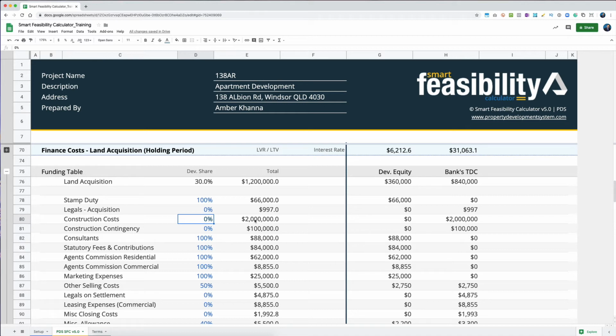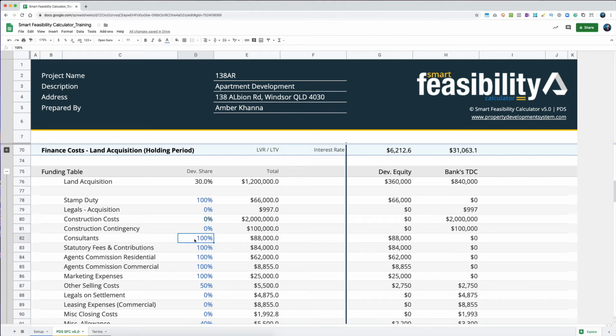But even then, they will go with a lower number. But if that number is too big, they will stick with the number that the quantity surveyor came up with. So we know that these are part of our hard costs. So construction contingency is also part of the hard costs.